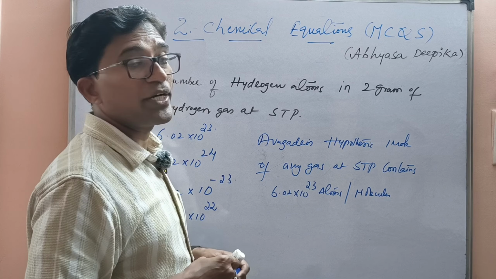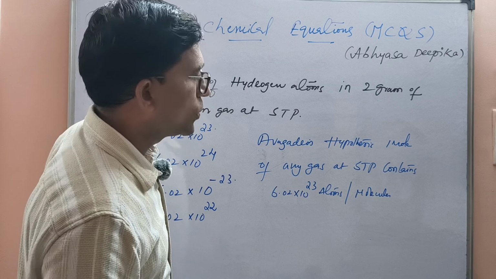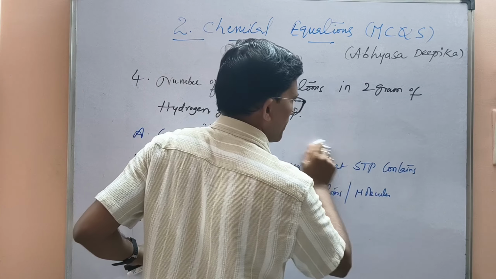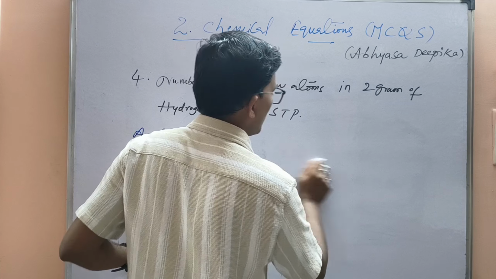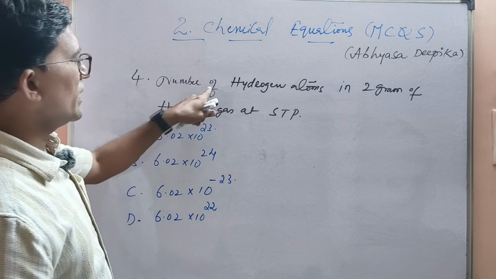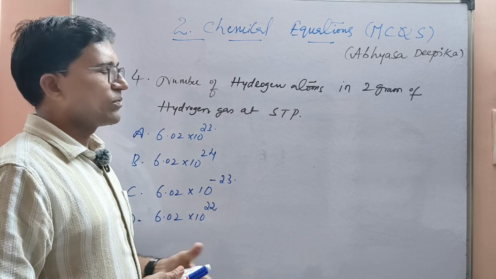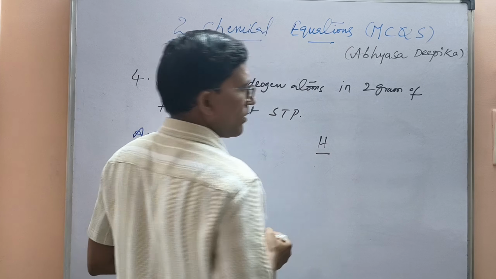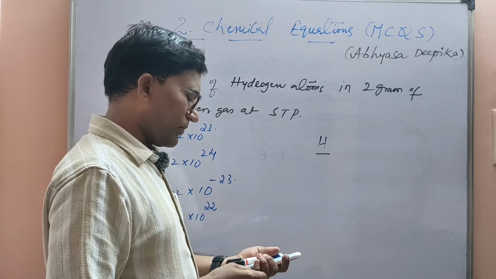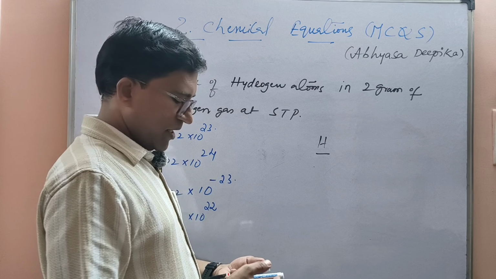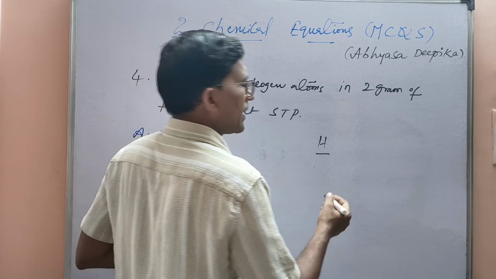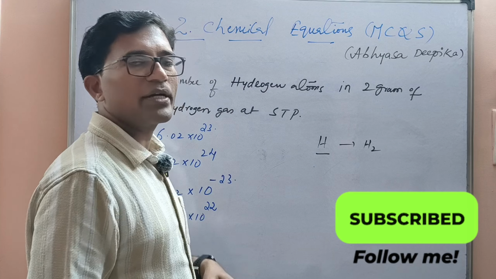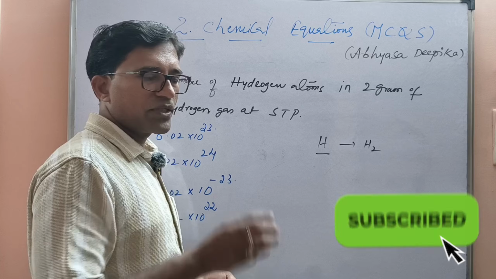But this is asking to find the number of hydrogen atoms present in 2 gram of hydrogen gas at STP. So you have to remember the Avogadro number value here. Now, hydrogen gas never occurs in nascent, single form like hydrogen atoms. It occurs in molecular form, nothing but elemental form, that is in the form of H2. Hydrogen means you should write H2 only, not H simply, because it occurs in elemental form.